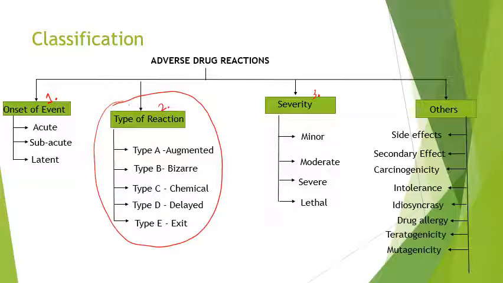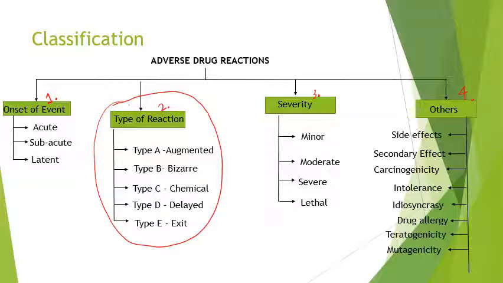Now if we talk about other adverse drug reactions, initially we'll talk about side effects. A side effect is an unwanted but often unavoidable pharmacodynamic effect that occurs at a therapeutic dose. For example, atropine, which is a parasympatholytic, may cause dryness of mouth in some individuals. Now, secondary effect.